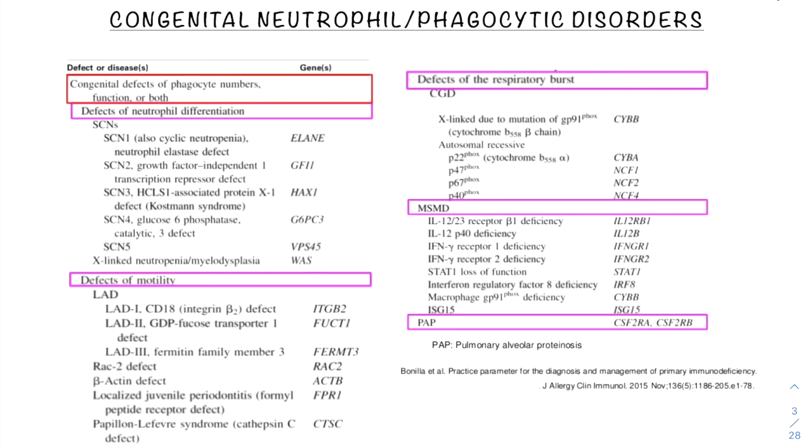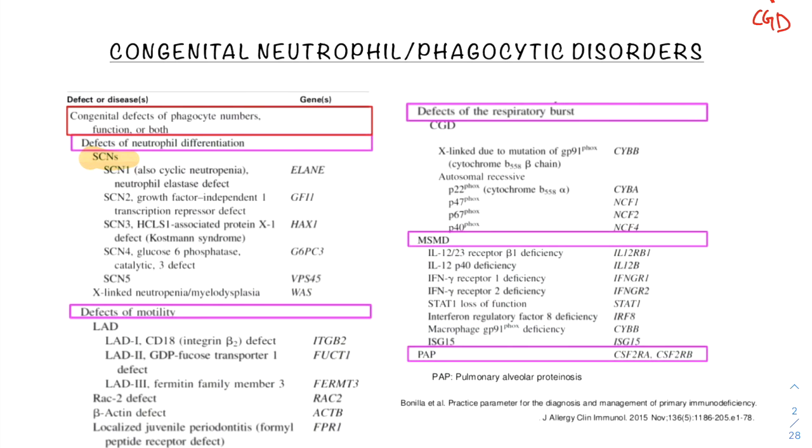So there are various congenital neutrophil or phagocytic disorders. There can be a congenital low number of phagocytes, as seen in severe congenital neutropenias. I have already discussed severe congenital neutropenia in a previous lecture, the link of which is given above.